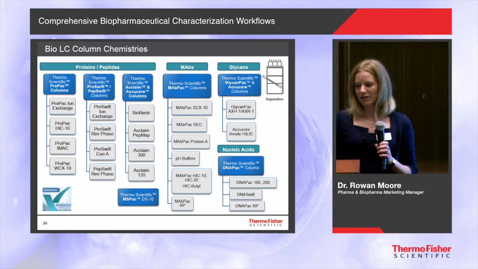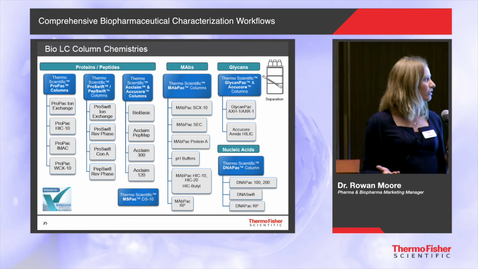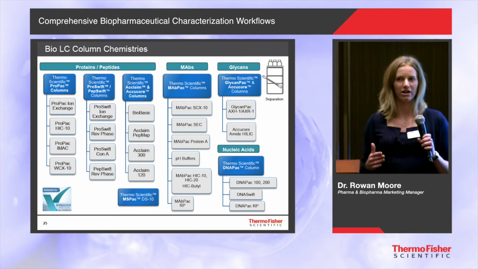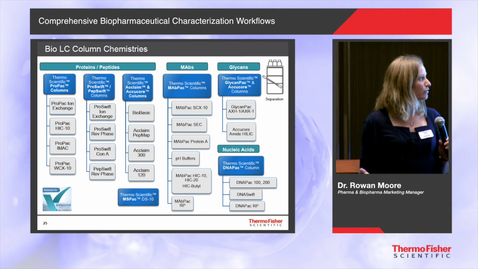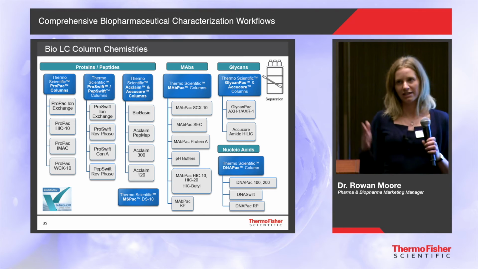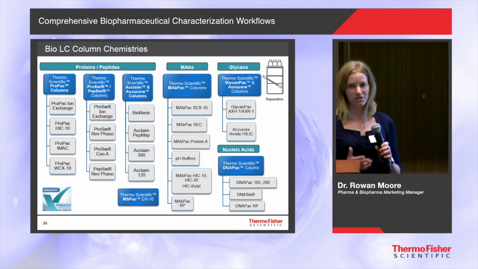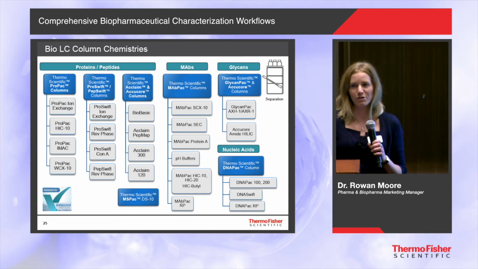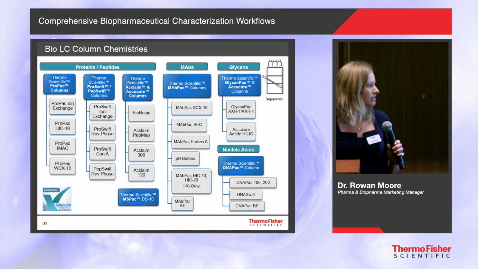For glycans, we have the GlycanPac and the AccuCore amide HILIC columns. So if you want to separate your glycans based on structure, charge, and size, then the mixed mode HILIC reverse phase and mixed mode HILIC anion exchange columns are great. For those glycans such as those we find in monoclonal antibodies with less or no charges, the amide HILIC is great. We also have columns for nucleic acids.